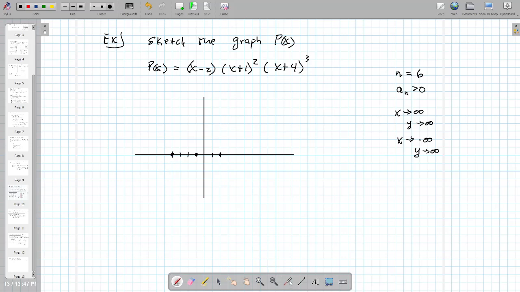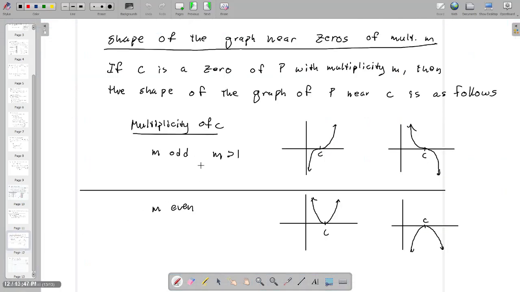So these are all of our zeros. We know this because these are the roots that appear in the factorization of p. How many times does each root appear? Well, x minus 2 appears once, x plus 1 appears twice, and x plus 4 appears 3 times. So we go back to here, and we look at their multiplicity.